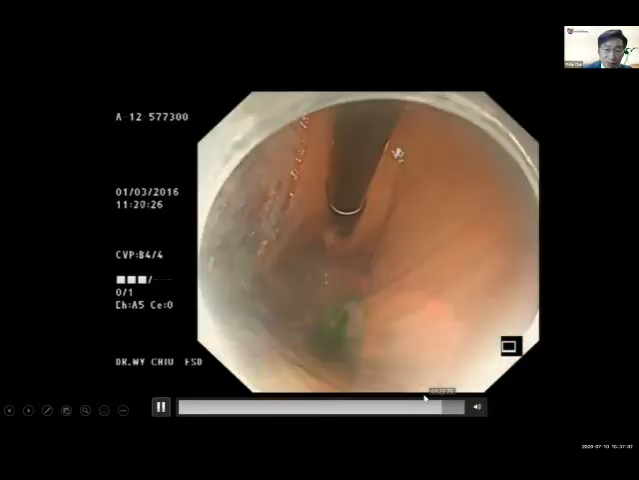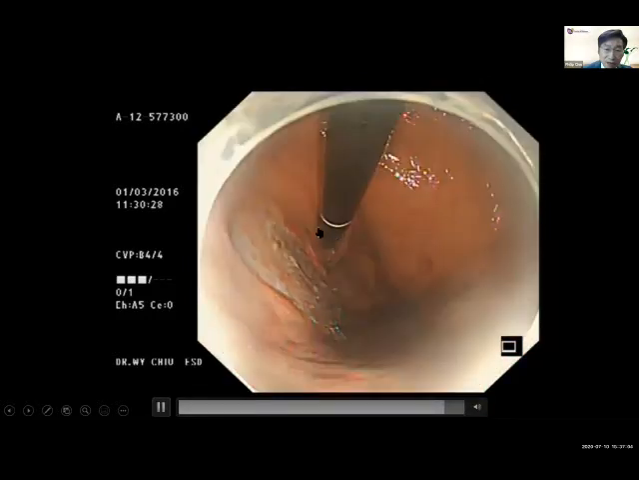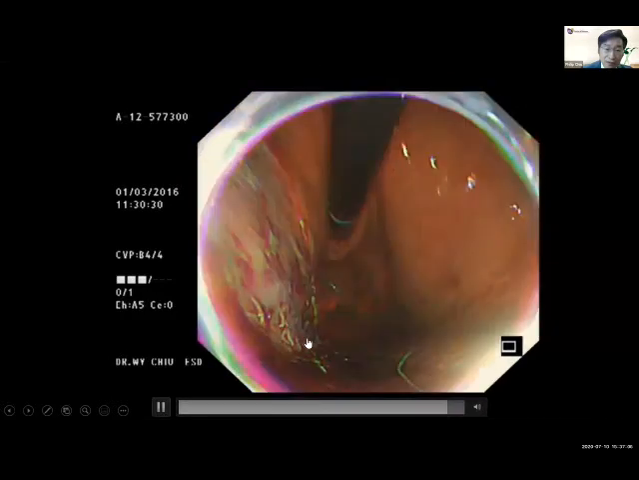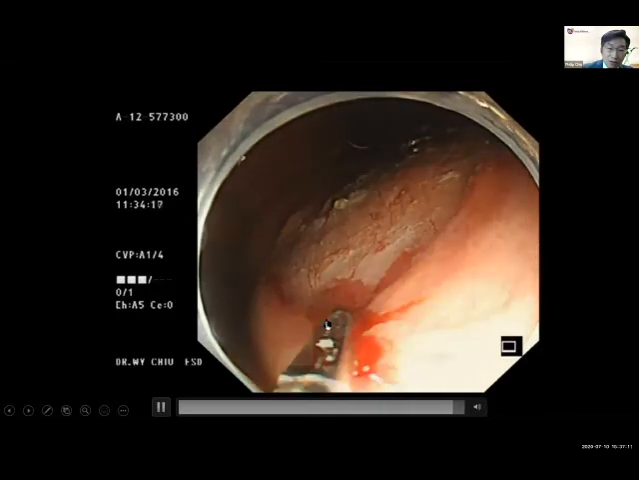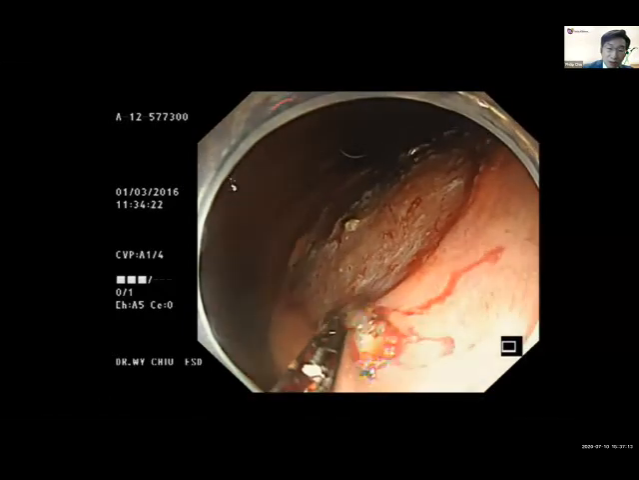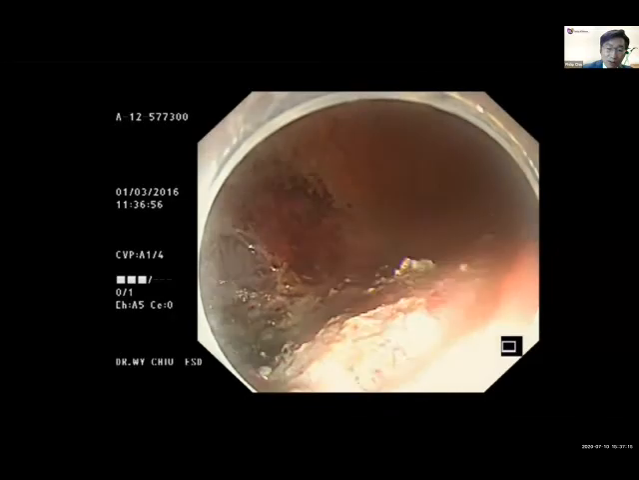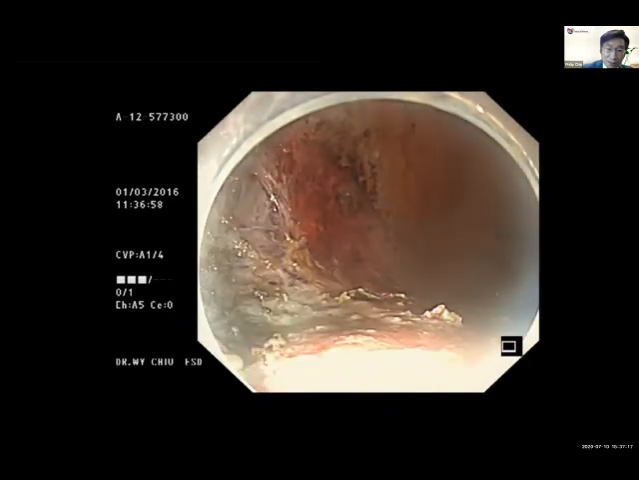So after completion of the dissection, we have to re-examine the area and confirm the good hemostasis. So we would also use the coagulation grasper to coagulate any prominent vessel at the ESD site.